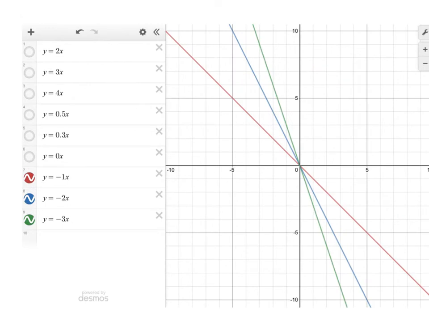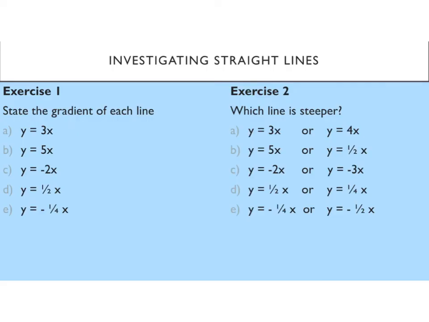Okay, 3 more graphs to look at just before we move on. So the red graph is y equals minus 1x. Now remember, we don't need to write a 1 in, so that red line is minus x. The blue line is y equals minus 2x, and the green one is y equals minus 3x. So as we go from minus 1 to minus 2 to minus 3, it's getting steeper. So a gradient of minus 3 is steeper than a gradient of minus 2, which is steeper than a gradient of minus 1.